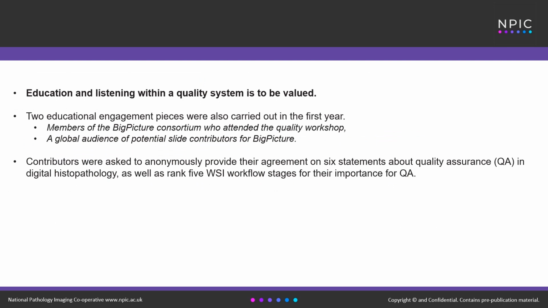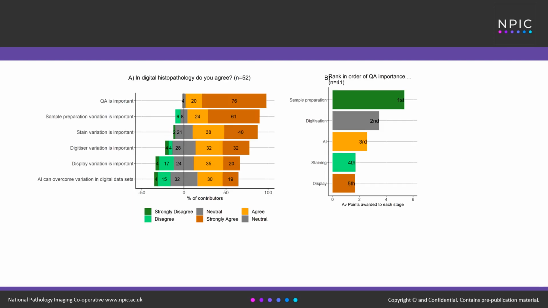So if you work within a quality system, it's really important that you carry out educational work as well as listen to the people in that quality system. So we carried out 2 educational engagement pieces in our first year, one to members of the Big Picture Consortium and one to a much wider audience of potential slide contributors. There was a presentation on things that matter for quality for digital pathology, and then we asked the contributors their opinion. We asked them to provide their agreement on various statements about quality assurance and quality checks. So this is that data.